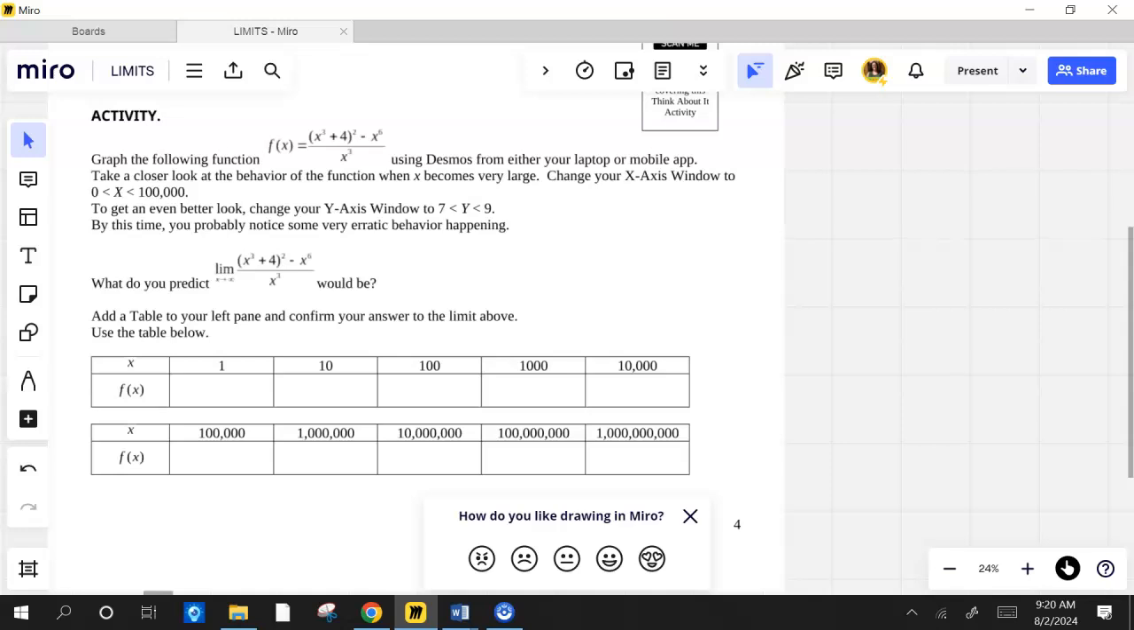I'm going to graph this. I'm going to look at what they're asking, and there are some hints here for what you need to change your window to. Remember how we play around with those windows? Hit window. Now this is different. Look at this limit. What is this limit approaching?